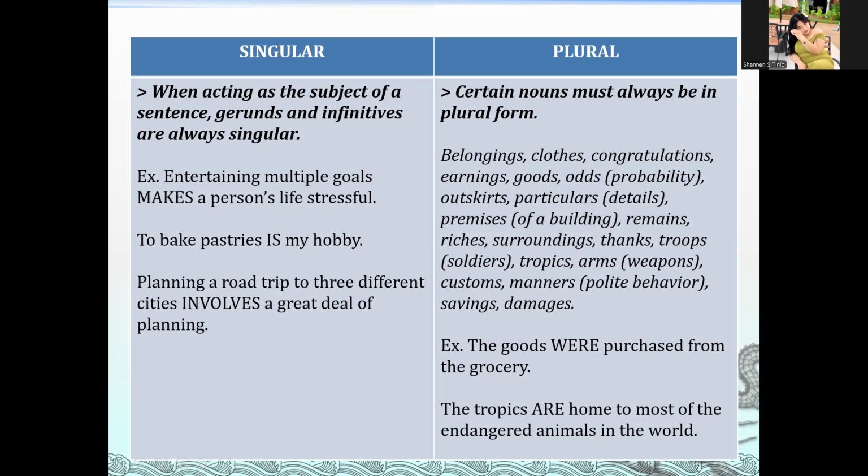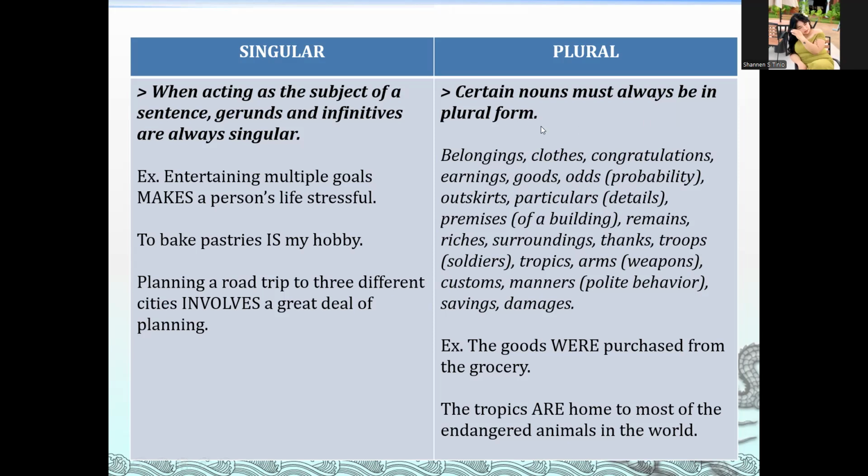Nalilito ba kayo sa gerunds? There's a specific lecture which is focusing only on gerunds, infinitives, and all that sort. So if I were you, and if you're still confused with those functions, then you might as well attend that lecture when it's scheduled, okay?